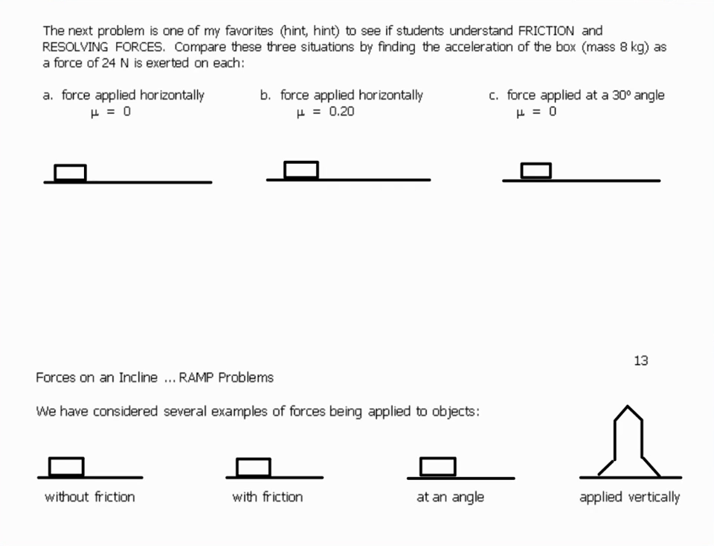The next problem is one of my favorites. Hint, hint. Means you'll see one on the test. More than one, maybe. To see if students understand friction as well as resolving forces. Compare these three situations by finding the acceleration of the box, which is mass 8 kilograms, as a force of 24 newtons is exerted on each.